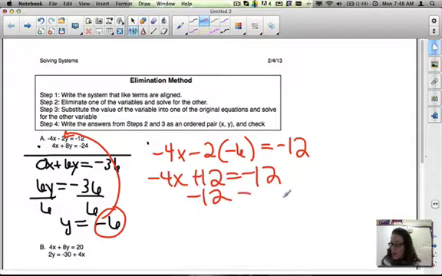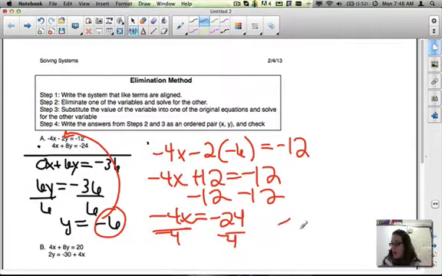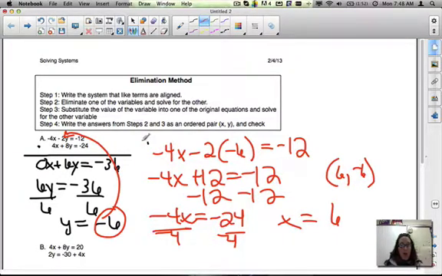I'm going to solve for x. Negative 4x equals negative 24. Divide by negative 4, x equals 6. So write our problem as an ordered pair, 6, negative 6. We can go ahead and go back through and check. So step 4 is to actually check this in both of these equations. So go ahead and pause that and check your answer. I'm going to move on.